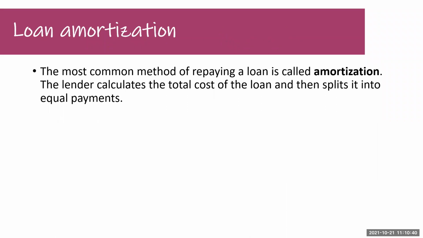Now, something that's probably a little closer to home for all of us right now: loan amortization. The most common method of repaying a loan is something called amortization. Basically, the lender is going to calculate how much the loan costs, so how much you are borrowing, plus any of the associated fees, closing costs, things like that. Then they're going to split that amount into equal payments so that you know your account every month. And at the end of whatever period for your repayment, you're going to owe nothing and it'll be yours outright.